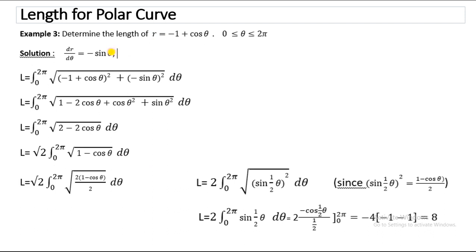Example 3. Determine the length of r equals minus 1 plus cosine theta, for theta greater than or equal to 0 and less than or equal to pi.